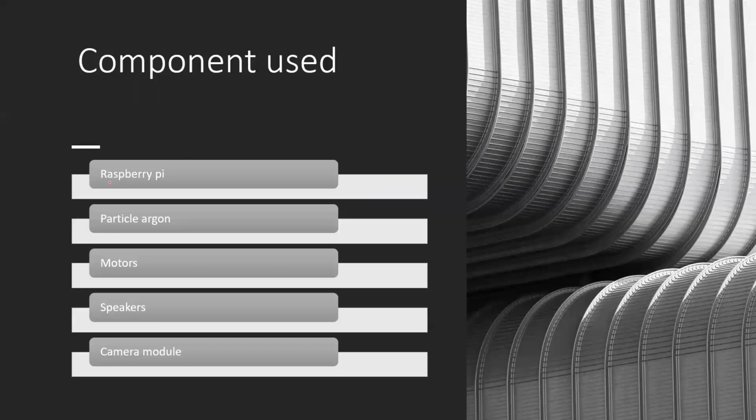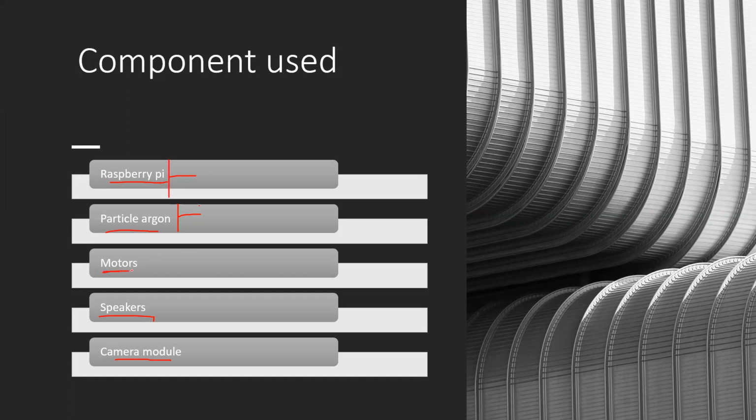So the components I'll be using will be a Raspberry Pi, a Particle Argon, some motors, a speaker, and a camera module. So far, that was my design of the thing. Everything Particle Argon related, we have done in all the tasks which deal with the IFTTT, and everything Raspberry Pi will be dealt with using the code for the AI and camera module.